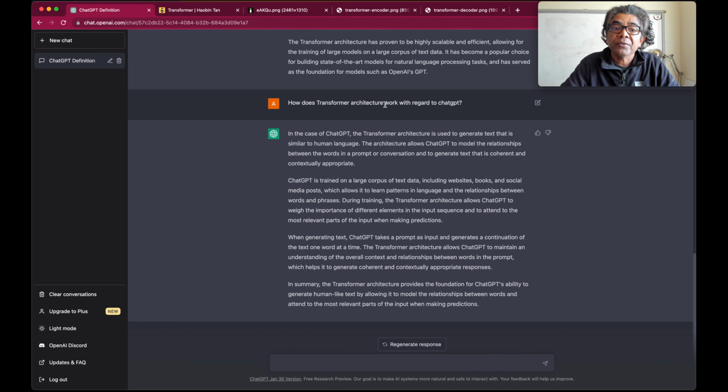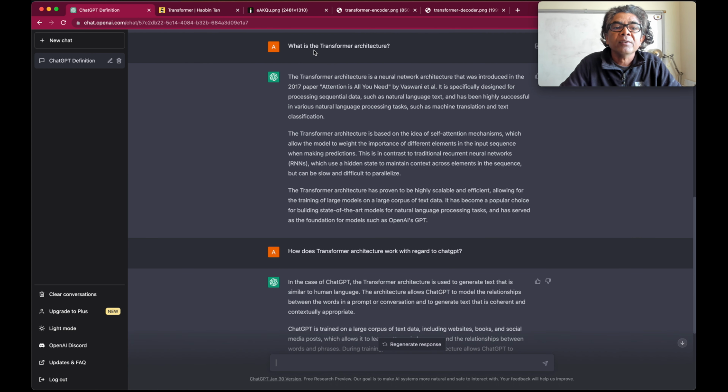That's why if you look at this question, how does the transformer architecture work with regard to ChatGPT, it is a very different answer compared to what is the transformer architecture.